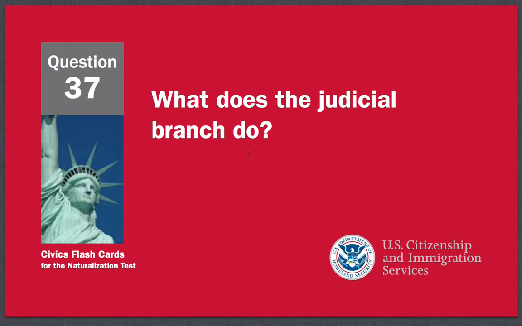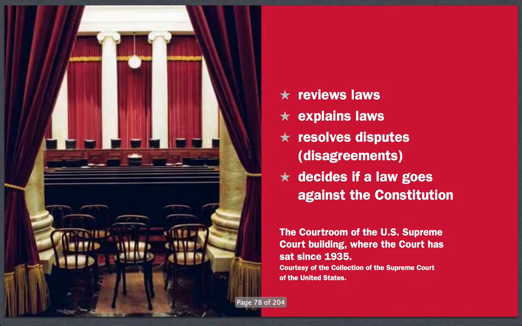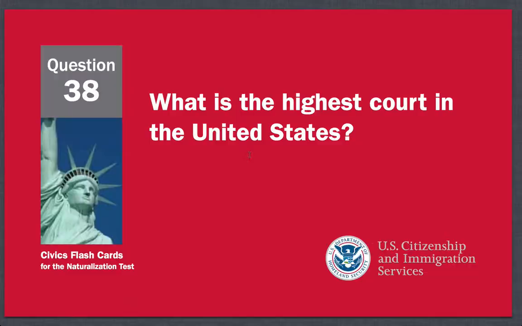What does the judicial branch do? And the judicial, as you can notice, there's the word judge kind of in it. It reviews law, explains laws, decides if a law goes against the Constitution. Like the U.S. Supreme Court decides on the final rules, but you don't have to know all this.